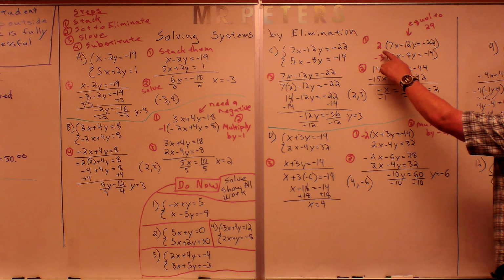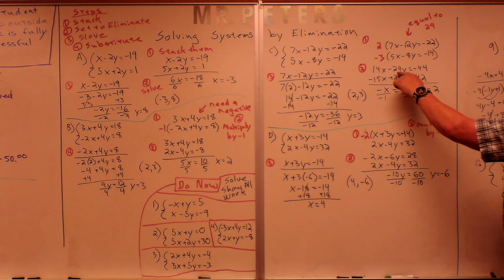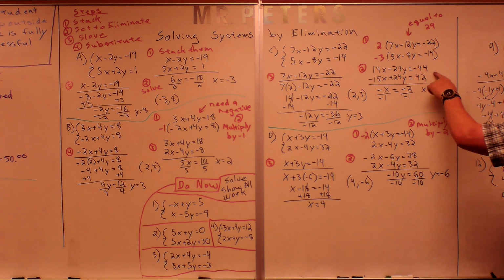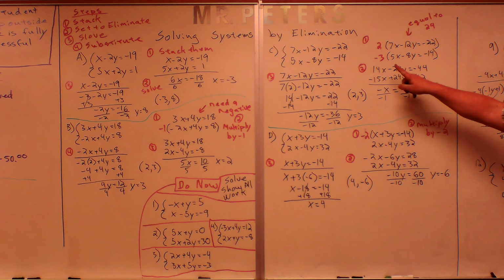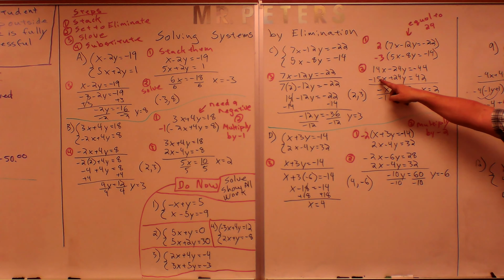7 times 2, 14. 2 times 12, 24. 2 times 22, 44. Any questions so far? Just distributive property, right? Then from here we're going to do the same thing. Negative 3 times 5, negative 15.